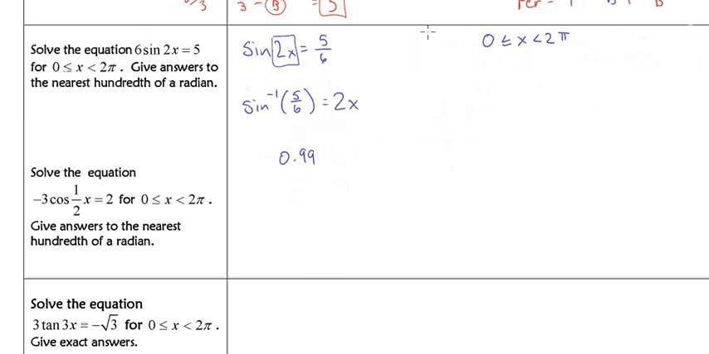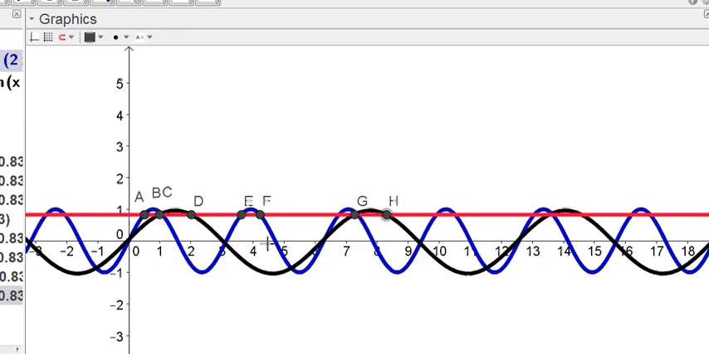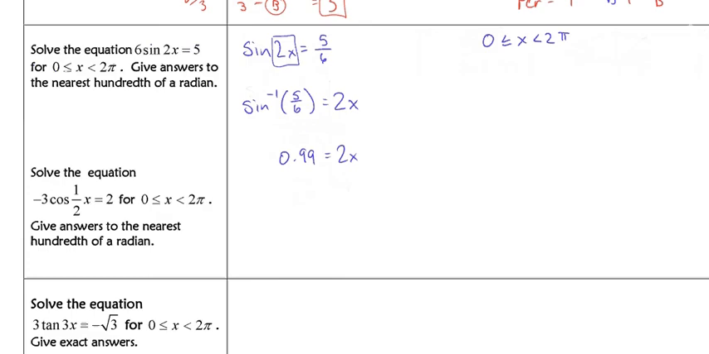0.99 is what the inverse sine of 5/6 is. And we might be tempted to set that equal to 2x and just divide. However, we're going to miss something. What we just found right there was point a, the c value, which was 0.99. If we divided it by 2, we'd end up at a. But we need to get all the rest of the ones there on the graph. And so here's how we do that part.